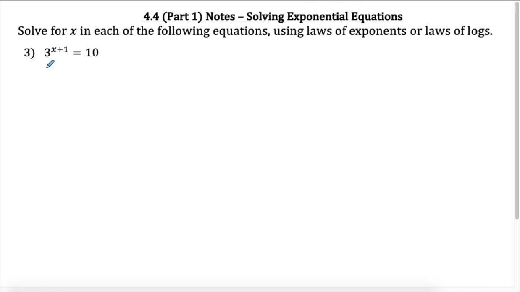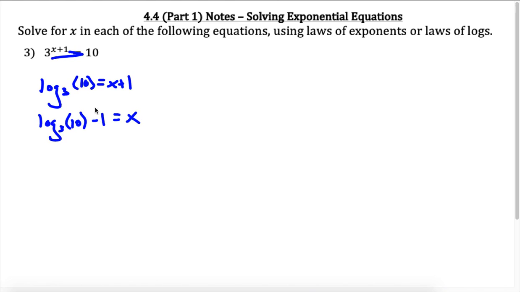To rewrite an exponential as a log, the base of the exponential will become the base of the log. So this will be log base 3 of 10 equals x plus 1. Okay, now I can plug this into the calculator then. First we could solve for x. Let's do that. So let's subtract 1 over. So we'll have log base 3 of 10 minus 1 equals x.